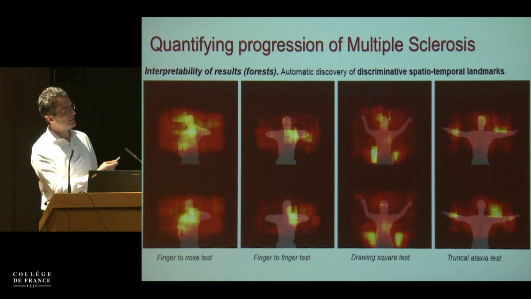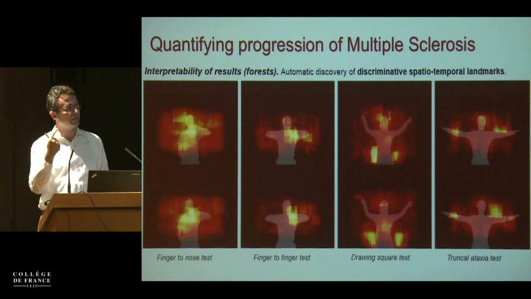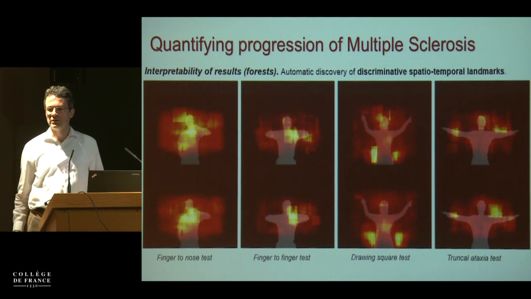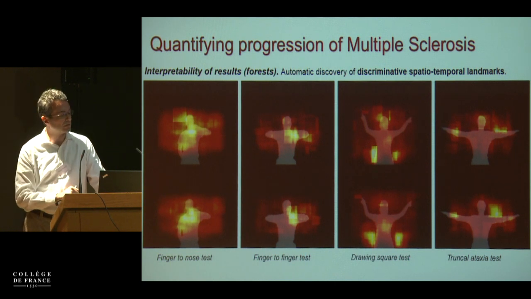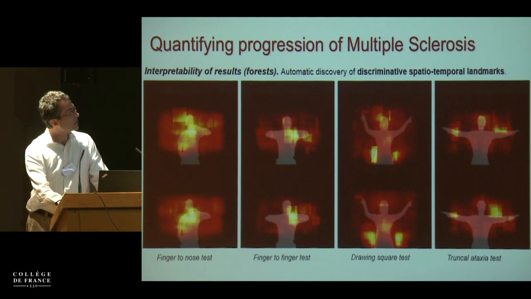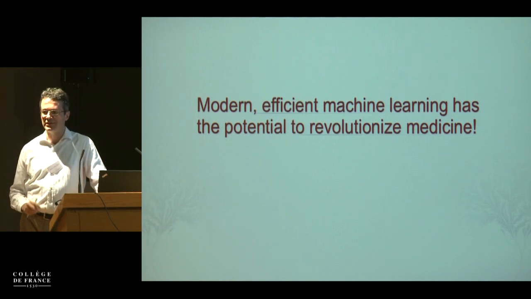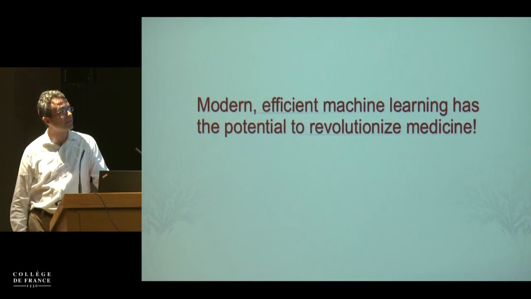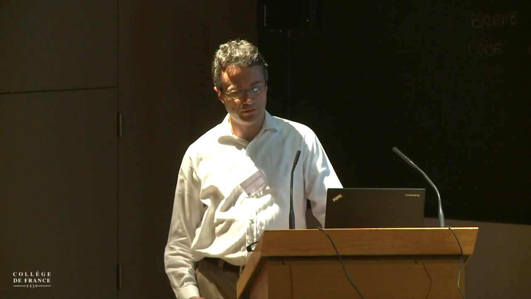And so this is a heat map that tries to show the differences between truncal ataxia and touching your nose. Clearly, this movement is very important. So when you get your finger close to your nose, that's where most of the attention is paid by the algorithm. So I leave you with this sentence, which I really completely believe in. I think that modern and efficient machine learning has the potential to revolutionize medicine. So thank you very much.